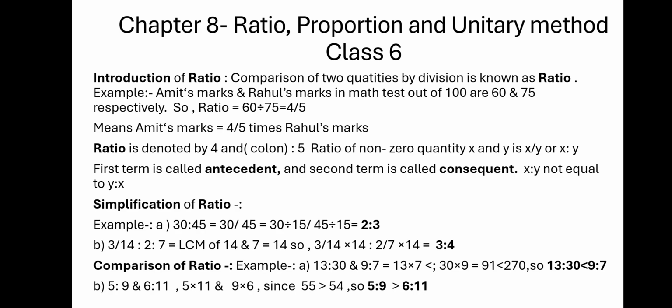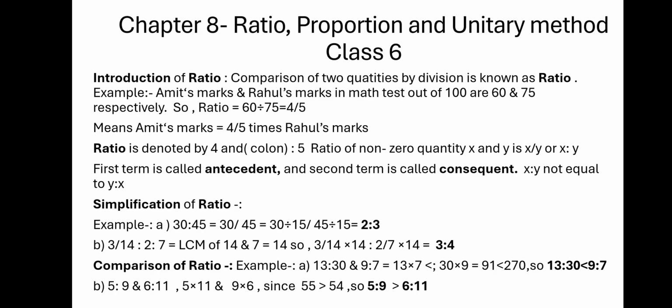Now simplification of ratio. How to get the simplest form of the ratio? Example: 30 is to 45. That is 30 upon 45. Now common factor of 30 and 45 is 15. So 30 divided by 15 upon 45 divided by 15. That is 15 2s are 30 and 15 3s are 45. So 2 is to 3 is the simplest form of 30 is to 45.